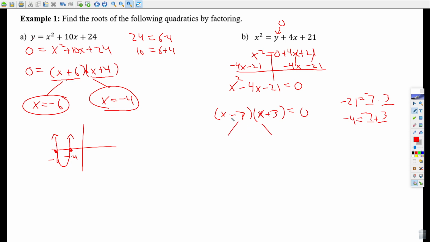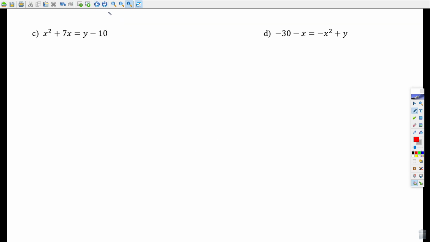And then we have our 2 answers. Remember, if we have one thing multiplied by something else to give you 0, what makes both of these 0? One answer would be 7. That makes that 0. The other answer would be -3. And those are your 2 answers. So that's both with shortcut, but you could have any types of factoring. Right now, we've just been dealing with shortcut.